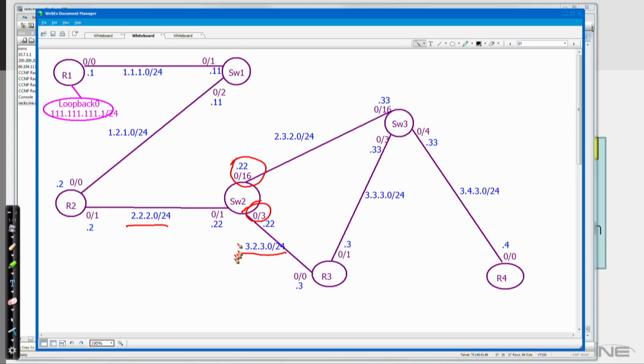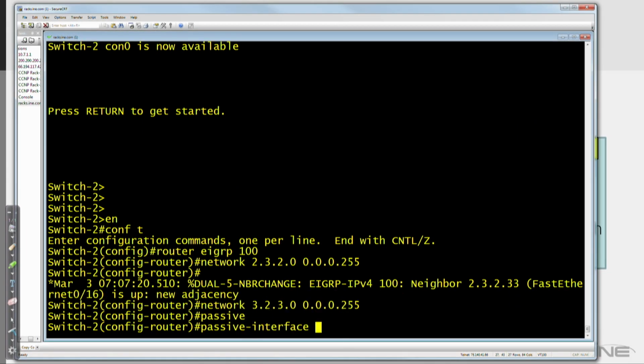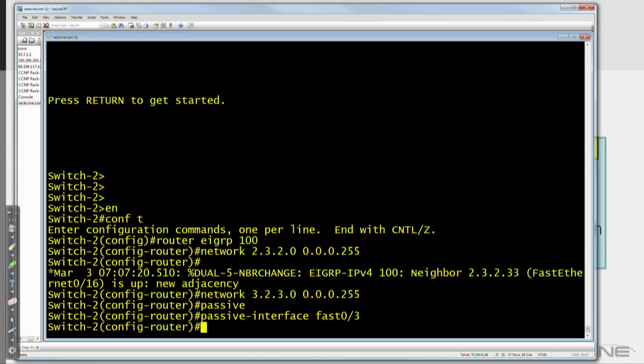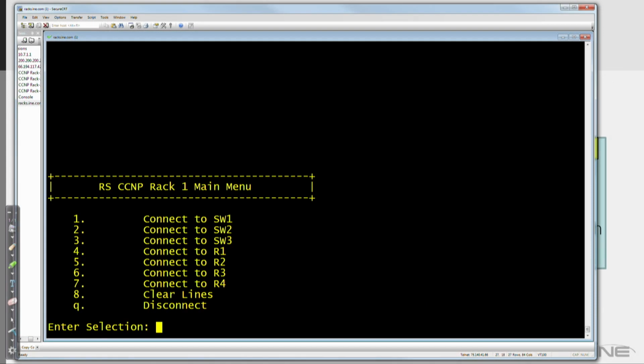However, I mentioned at the very beginning of this lab that I don't want switch 2 and router 3 forming an EIGRP neighborship. I want to include this network, but I don't want them talking to each other. So do you remember what I can do in switch 2 to say, hey, it's okay to advertise that network, but don't send any EIGRP hellos out FastEthernet 0/3? That was the passive-interface command. Passive-interface FastEthernet 0/3. So that will now prevent any kind of neighborship from forming between switch 2 and router 3. So let's just finish this up now with router 3.